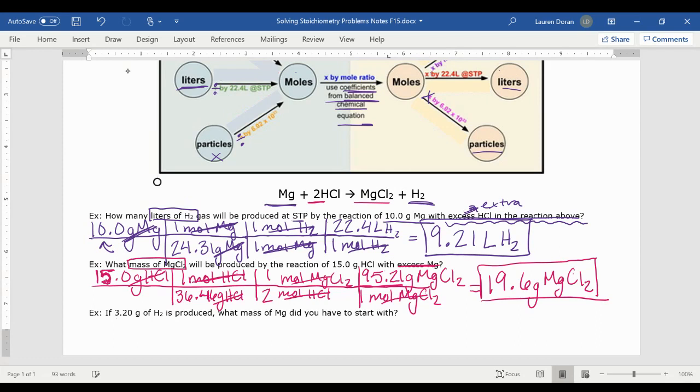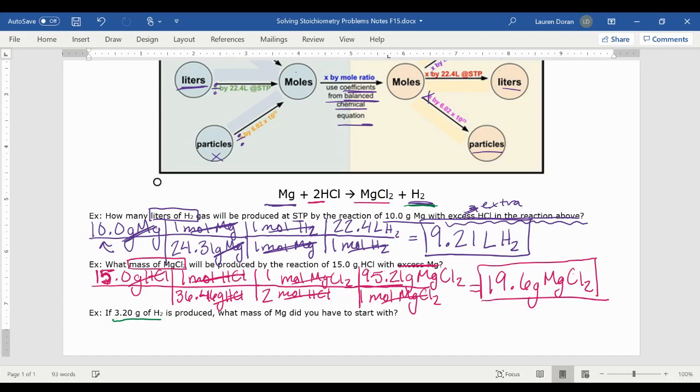This problem says if 3.2 grams of H2 is produced, what mass of magnesium did you have to start with? This is a little bit different, right? This time my given value is actually a product. It's on the right side of the equation, and I'm asked for a reactant. That's totally fine. These ratios are interchangeable. You can compare any two substances in the equation, same side, opposite side, starting with reactants, ending with products, starting with products, ending with reactants.